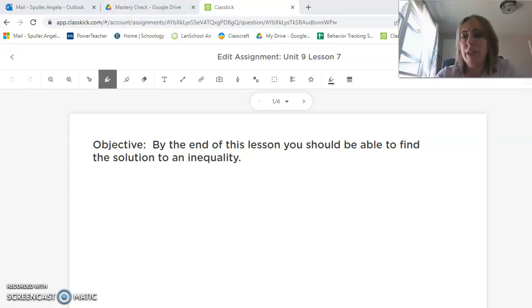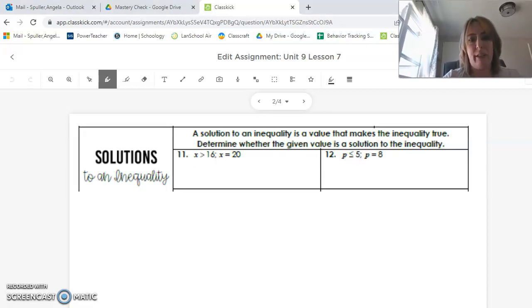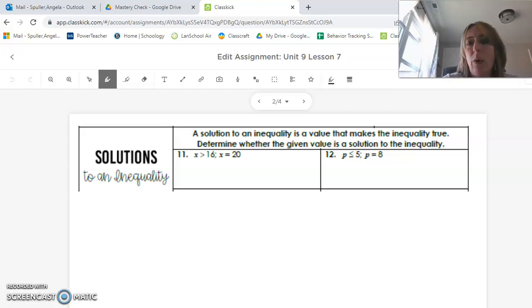By the end of this lesson, you should be able to find the solution to an inequality statement. All right, so let's look at this. A solution to an inequality is a value that makes the inequality true. We're going to determine whether the given value is the solution to the inequality.